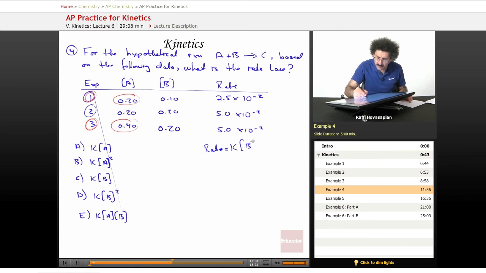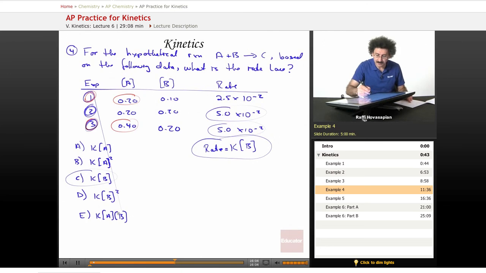And now let's look at experiment 2 and experiment 3. 0.2, 0.2, B is the same. When I end up going from changing the concentration of A from 0.2 to 0.4, when I double that, the rate goes from 5.0 times 10 to the negative 2 to 5.0 times 10 to the negative 2. I doubled the concentration, but the rate didn't change. Therefore, the rate is not dependent on A at all. So we're done. Rate is K times B. Our choice is C.